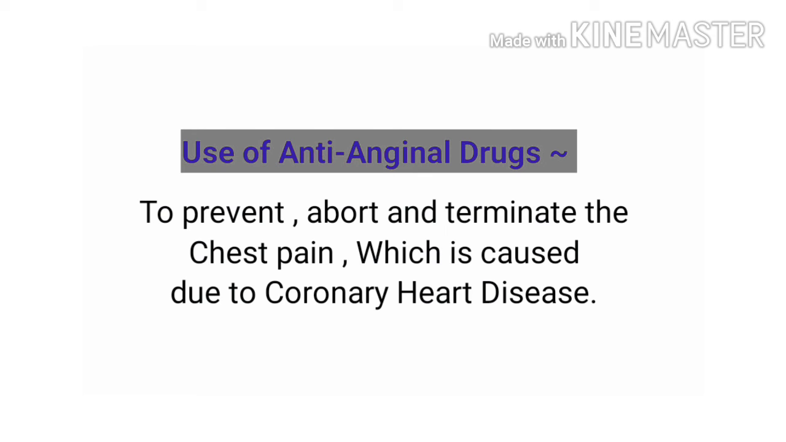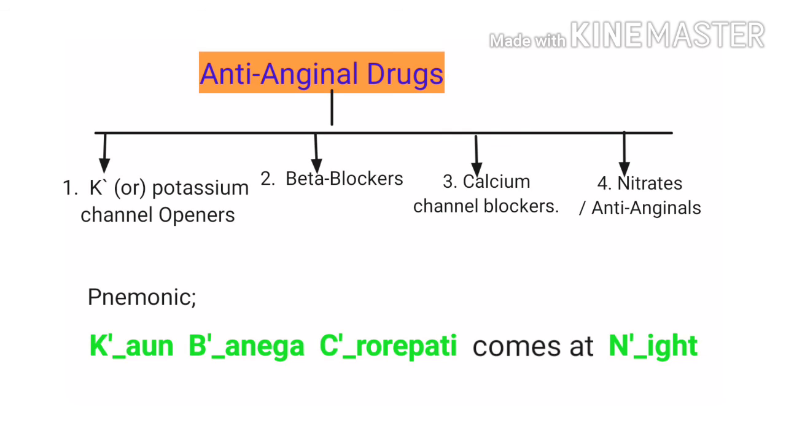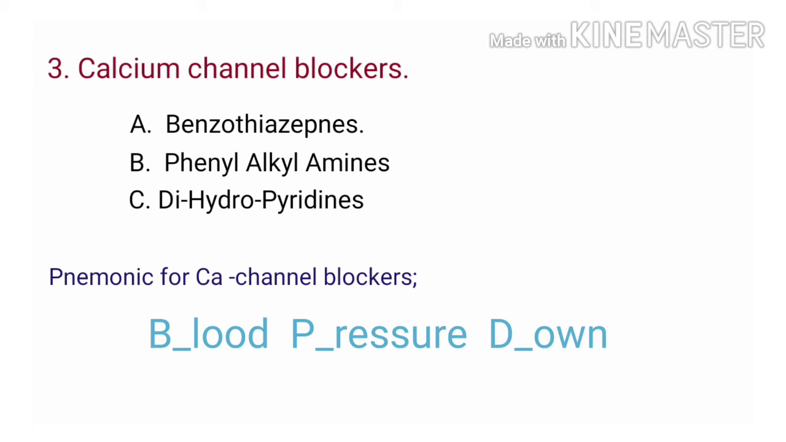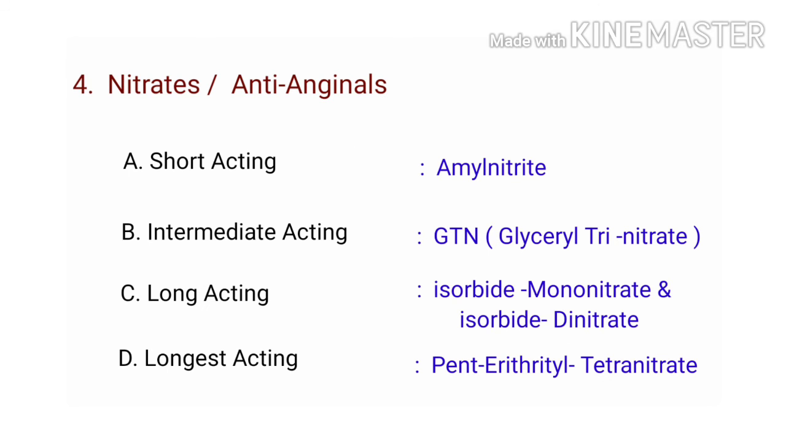Now we will have a quick recap of what we have studied in this video. We had discussed the use of anti-anginal drugs using various diagrams, and then we saw the classification of the anti-anginal drugs using a mnemonic, Kaun Banega Crorepati comes at night. Then after knowing all the subclasses we have seen all their respective drugs in each subclass, and for remembering the subclasses of calcium channel blockers we used a mnemonic, blood pressure down. And for nitrates it's very easy to remember because it's simply short, intermediate, long and the longest acting.